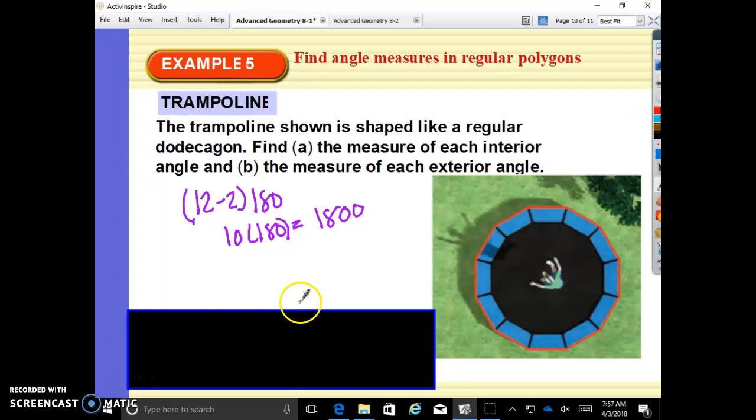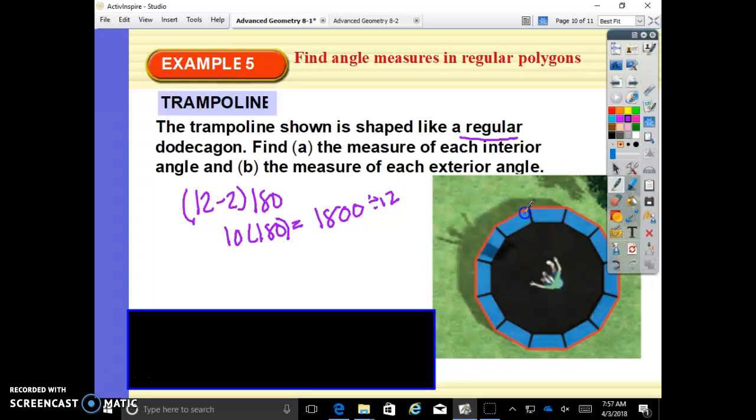A regular shape has all equal angles, all equal sides. So you take your 1800 divided by the 12 of them, and they're 150 degrees each.